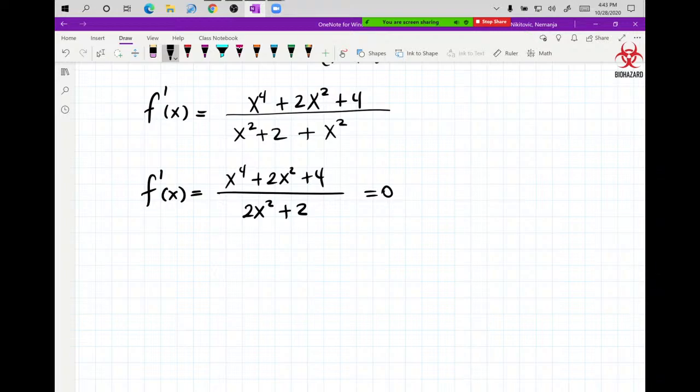All right, so now we have the problem when you cross multiply, all you get is x to the 4th plus 2x squared plus 4 equal to 0. And you need to solve this. Now, the issue with this is that you have to factor this, and it's a 4th degree polynomial, and those are nasty. Polynomials are very nasty to find zeros.